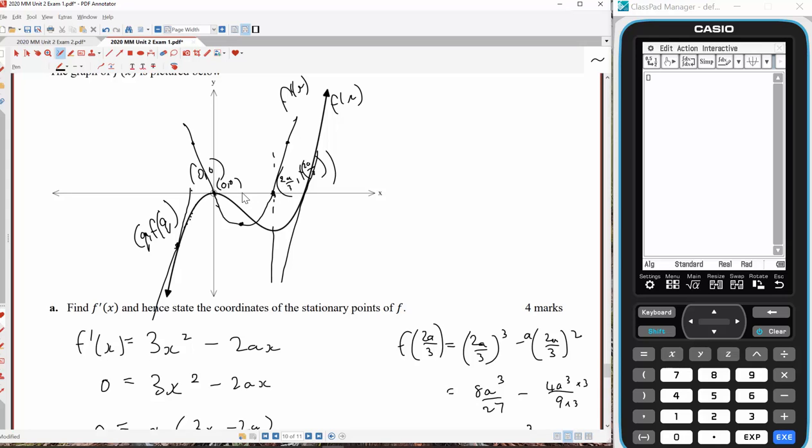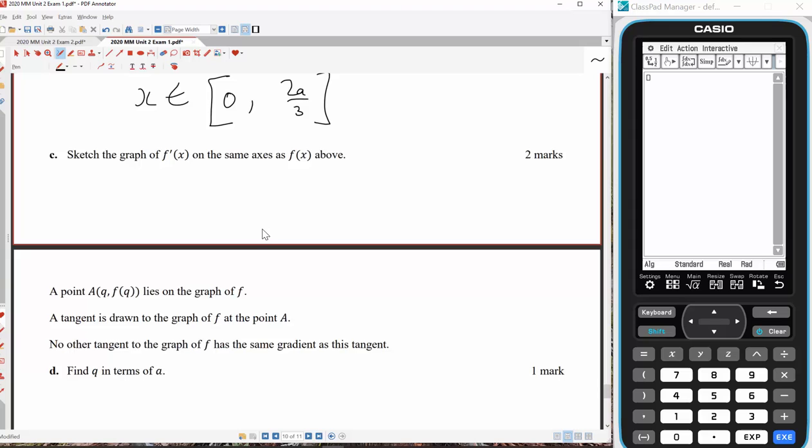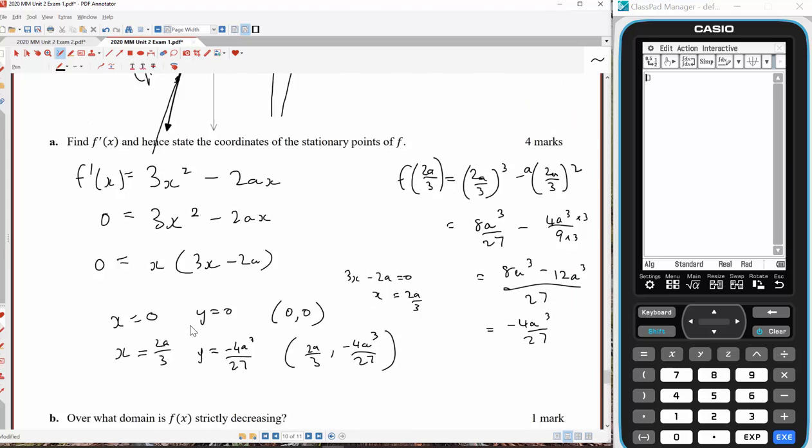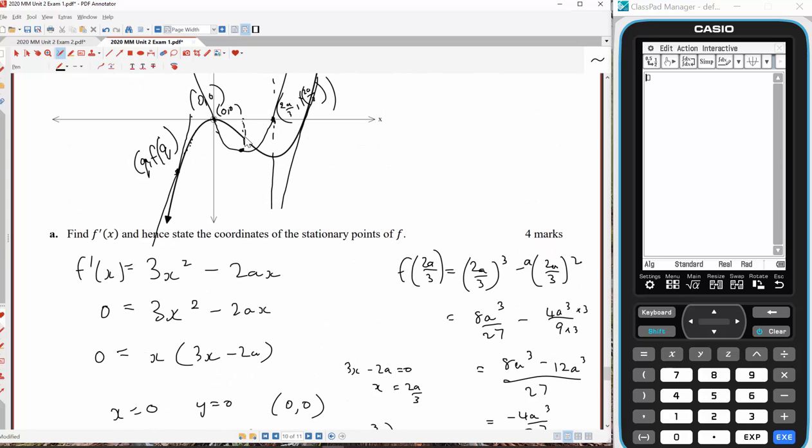And the turning point is going to happen, because it's a parabola, halfway between 2a on 3 and 0, which is just going to be a on 3. So the answer to this question is Q, this point here, it's going to happen if you draw the tangent at Q equals a on 3. All right, and that is at this point here. So the tangent is going to be completely unique. That's the only version of the tangent you're going to get.